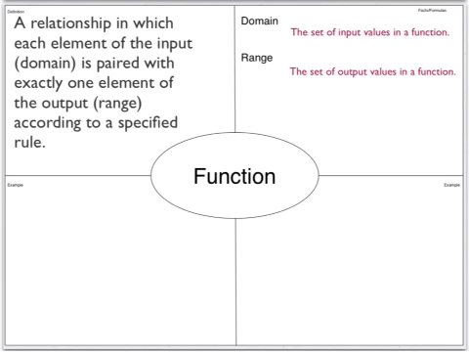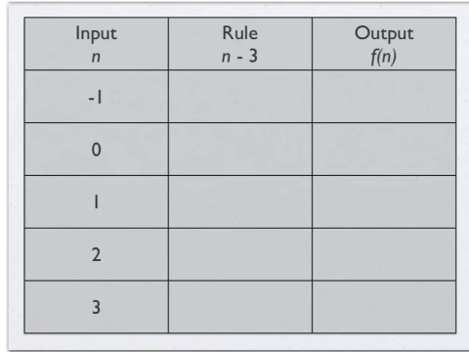A way we can organize this information is using a function table. That's nothing more than taking your domain and your range and putting it in a table. So let's take a look at that. Here's an example of a function table. We have our input and our output and our rule in the middle. Again, this is just a way of organizing the material.